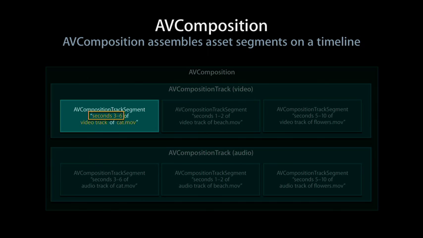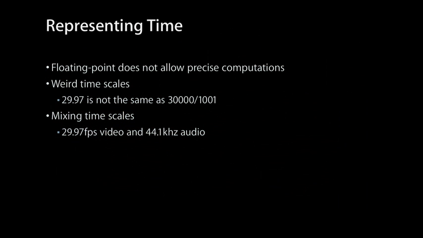I want to talk briefly about how AV Foundation represents time. We don't use floating point in AV Foundation. Time scales like 29.97 don't mesh well with binary floating point. Remember, 29.97 is actually precisely 30,000 divided by 1001, or 29.9700299700, etc. When you mix this with other time scales, it's easy to lose precision. AV Foundation uses core media time. This is not an object, but a C-struct.